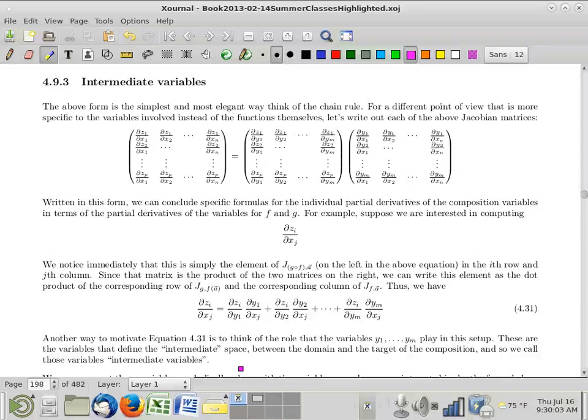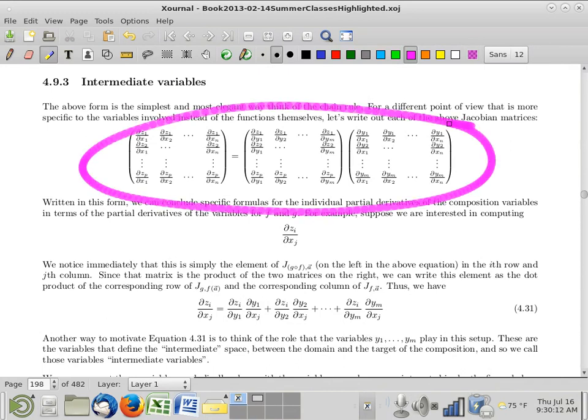Okay, so here's where we were last time. We were talking about the chain rule. Here's sort of an expanded form of the original version of the chain rule that we wrote down, which is that there's a simple multiplicative relationship between Jacobian matrices. So the Jacobian matrix for the composition is the product of the individual Jacobian matrices.